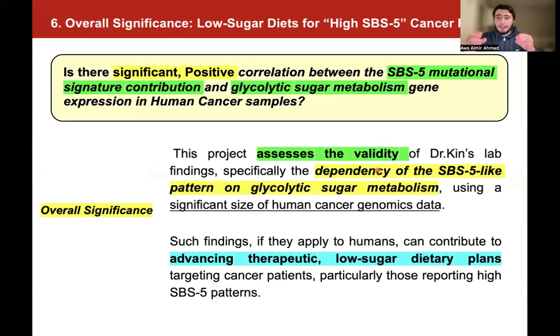The overall significance of our rotation project is that if in fact there is a positive significant correlation between glycolytic sugar metabolism and SBS5, then we can recommend low sugar diets for patients with high SBS5 cancer conditions as a therapeutic, personalized medicine approach.